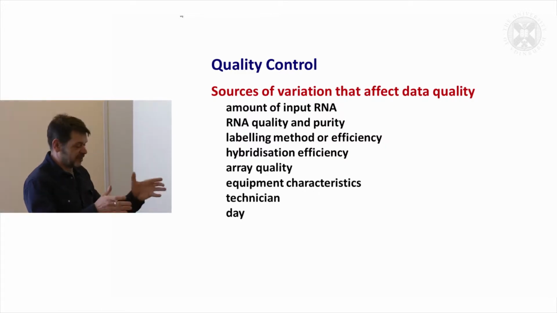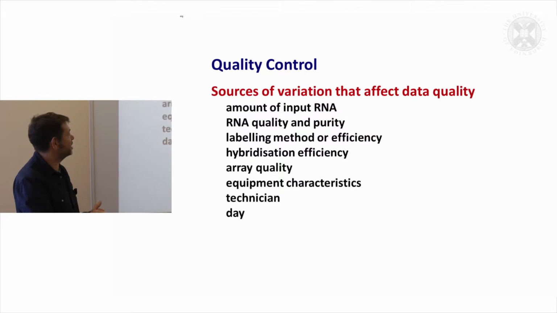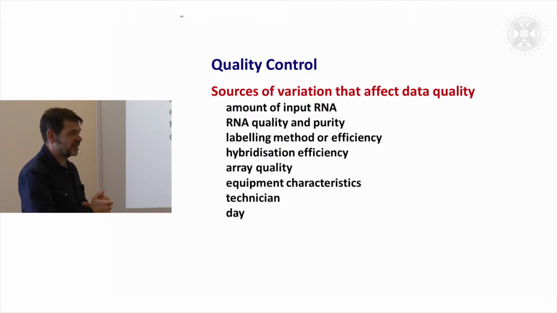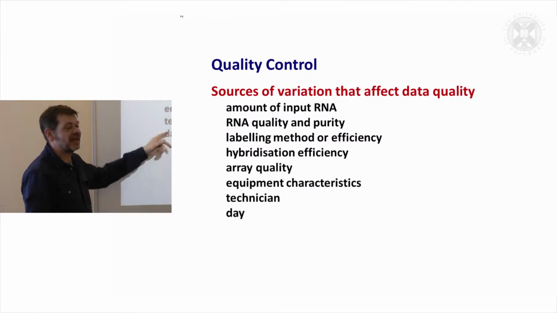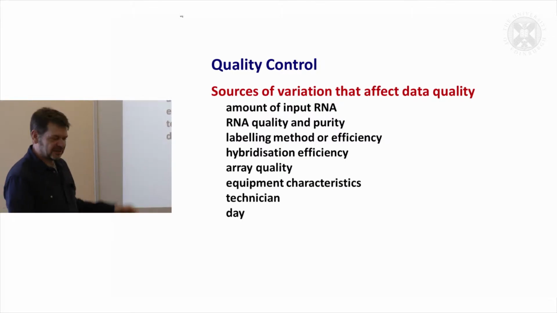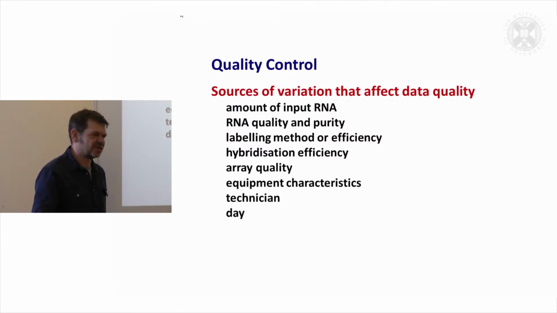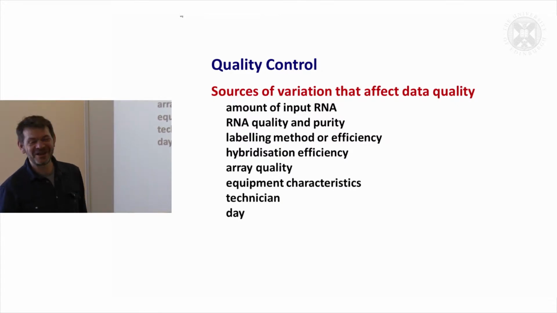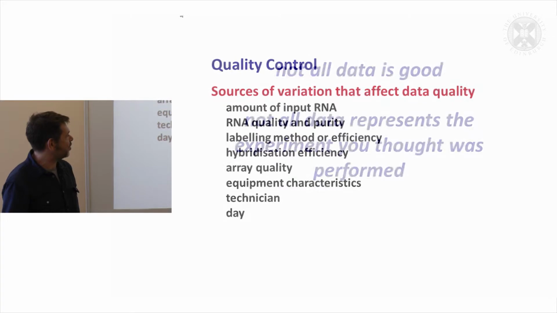So in terms of producing an array or an RNA-seq experiment, there's the amount of RNA you put in, whether it's degraded or not, whether it's contaminated with other stuff, how well you labelled the sample, what method you used to label the sample, how the hybridization efficiency worked that day, the array quality, the equipment characteristics, which machine you ran it on, who actually ran it, what day of the week it was run on. It sounds a bit daft, but I remember in the early days talking to some guy from pharma, and he said, oh yeah, all the data we produce on Wednesdays is never any good. Anyway, data can be flawed, and those problems will come through.